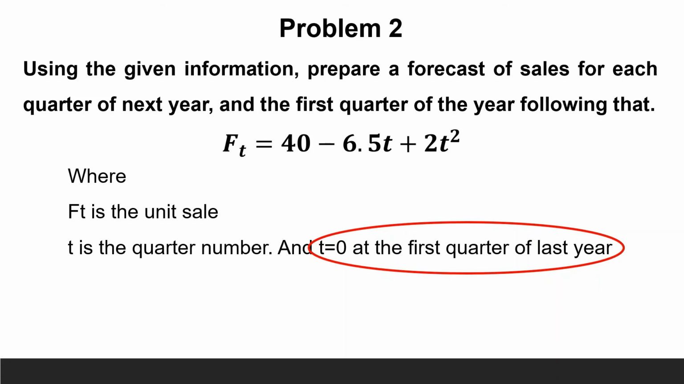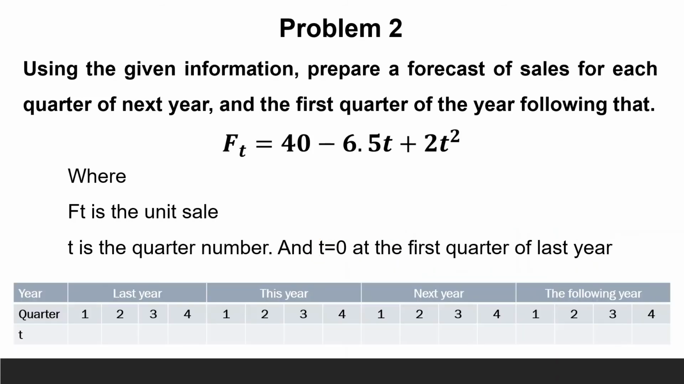So, we need to find the values of corresponding T. The following table will help us. For the last year, T equals 0 for the first quarter, T equals 1 for the second one, T equals 2 for the third one, and T equals 3 for the fourth quarter. For this year, T equals 4 for the first quarter, T equals 5 for the second one, T equals 6 for the third one, and T equals 7 for the fourth quarter. While for the next year, T equals 8 for the first quarter, T equals 9 for the second one, T equals 10 for the third one, and T equals 11 for the fourth quarter. And for the following year, T equals 12 for the first quarter.